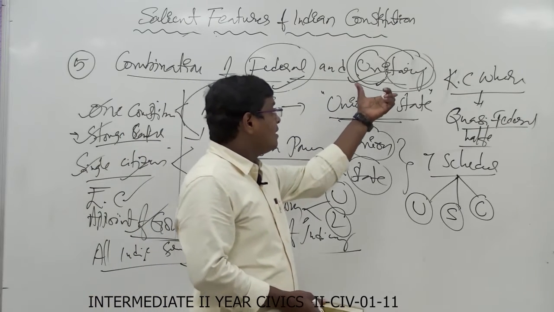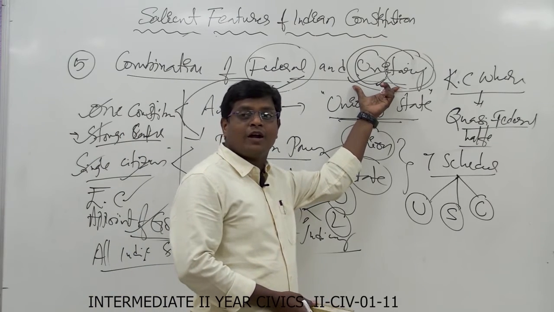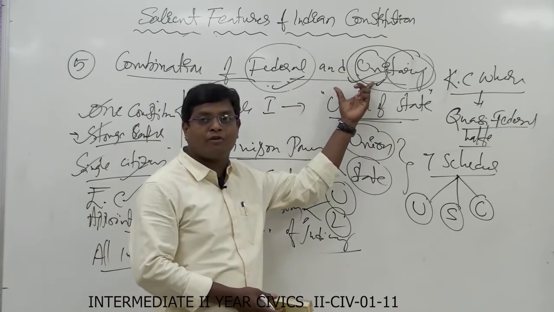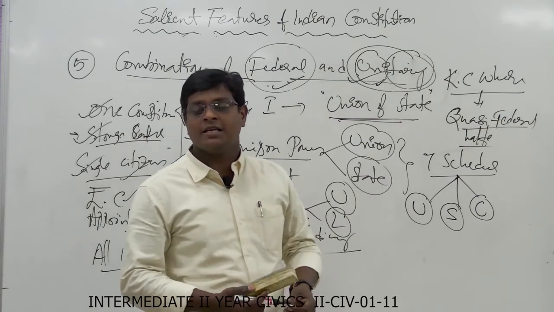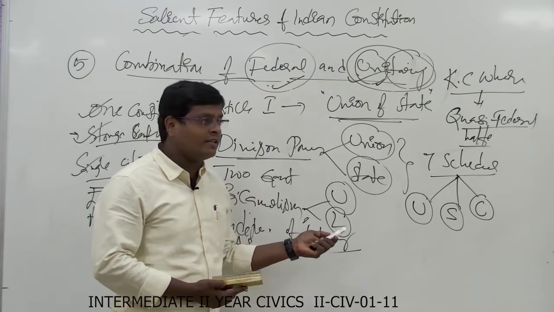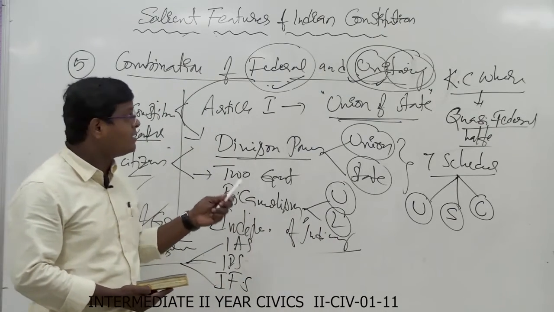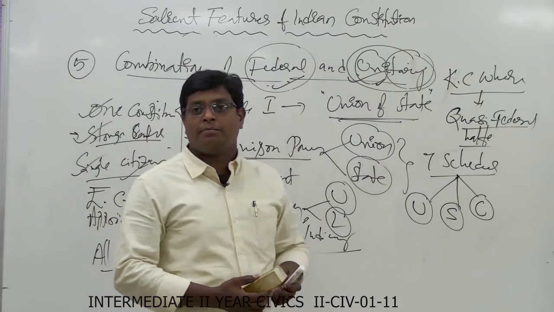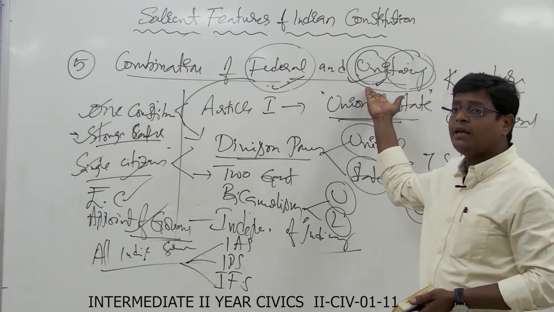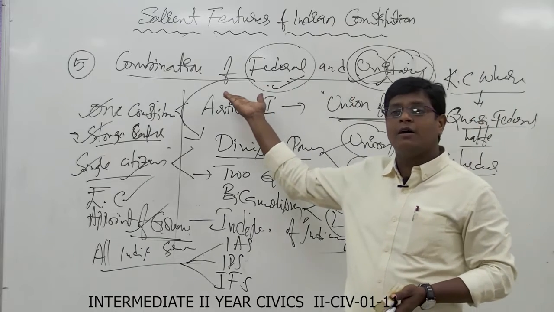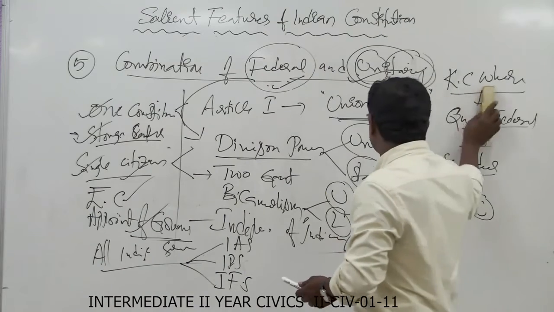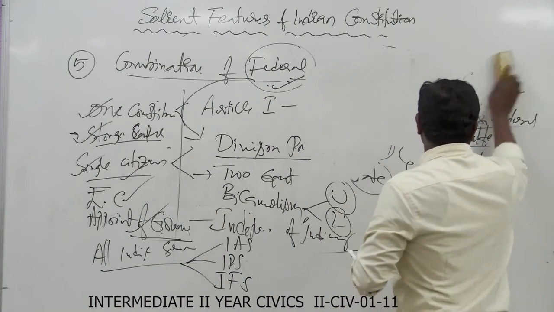Unitary government means a government where the powers are enjoyed by one government. There is no division of powers in the unitary form of government. According to Ivor Jennings, India is a federal form of government, but there is a centralizing tendency. Like this, the Indian Constitution is a blend of both federal features as well as unitary features. It is the combination of federal as well as unitary. Understood? So this is one salient feature of the Indian Constitution.